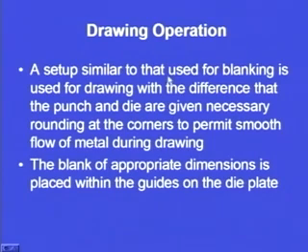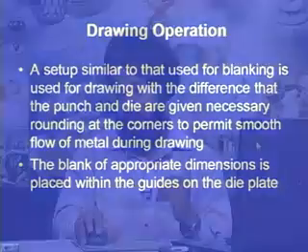A setup similar to that used for blanking. In blanking also this type of setup is used; for drawing, the difference is that the punch and the die are given necessary rounding at the corners to permit smooth flow of metal during drawing. In blanking we have not seen this type of radius. In the diagram there is a small r radius given on the punch, and a capital R radius given on the die. These two radii are provided on the punch and the die in order to facilitate the smooth flow of metal during the drawing operation.